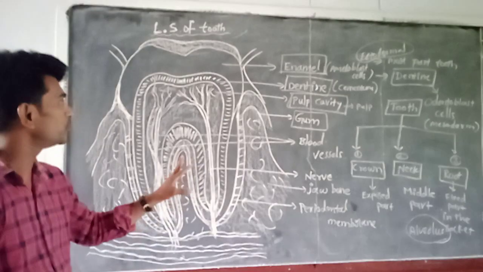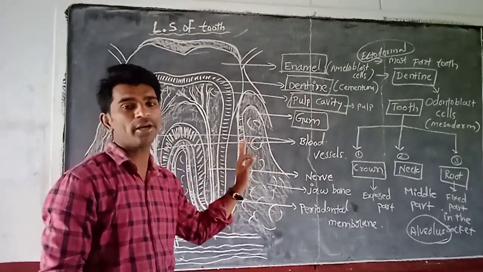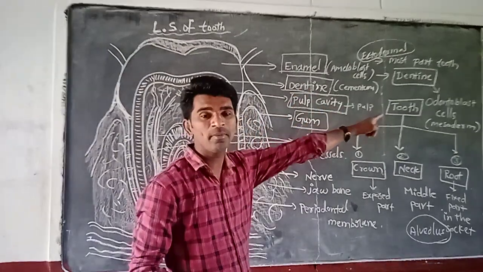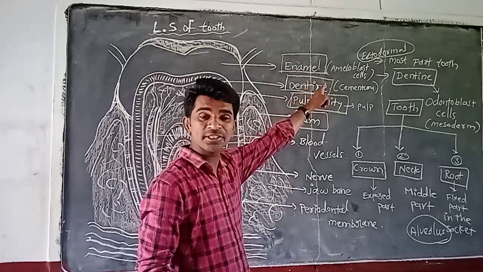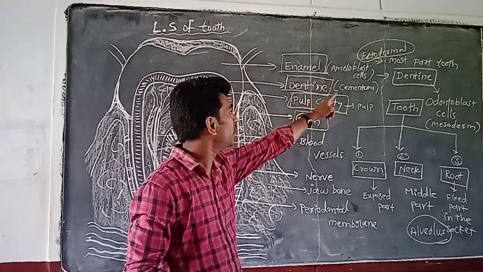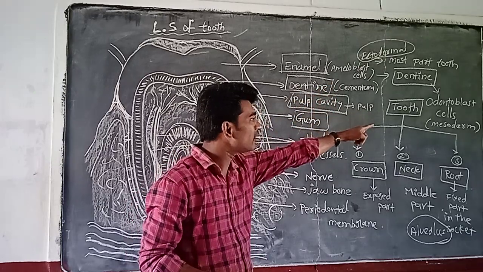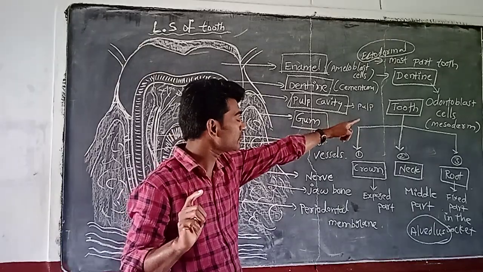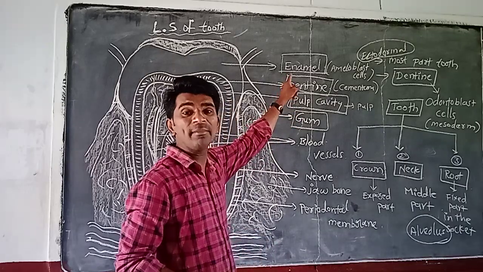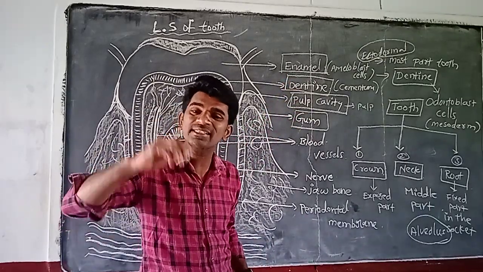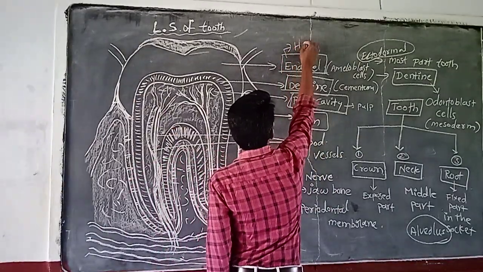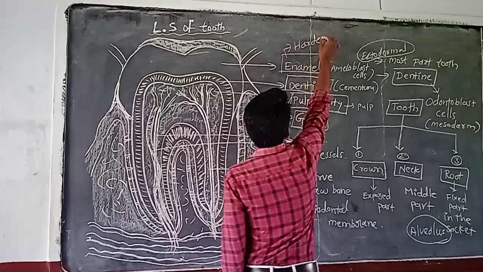So this is about the longitudinal section of the tooth. Here, three important points. The dentine is produced by odontoblast cells. Enamel is produced by ameloblast cells, which are ectodermal in origin. But the odontoblast cells are mesodermal in origin. And another one: enamel is the hardest substance in the body.